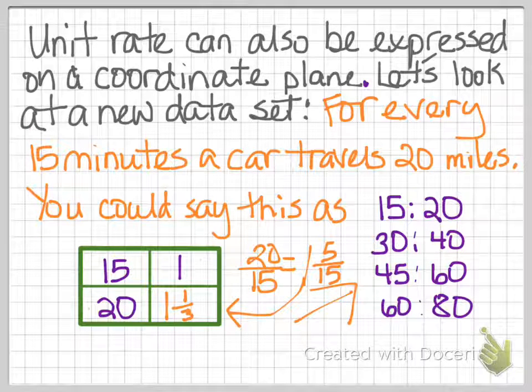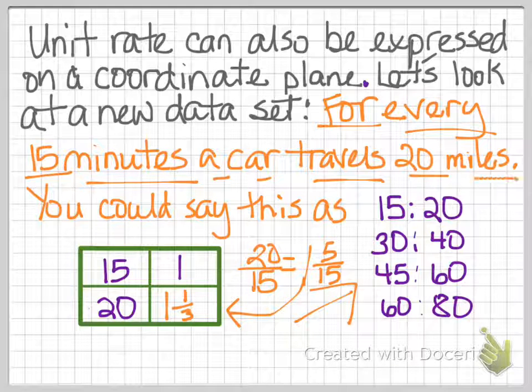Unit rate can also be expressed on a coordinate plane. Let's look at a new data set. For every 15 minutes a car travels 20 miles. You could say this as 15 to 20, 30 to 40, 45 to 60, and 60 to 80. But none of these give me the unit rate.